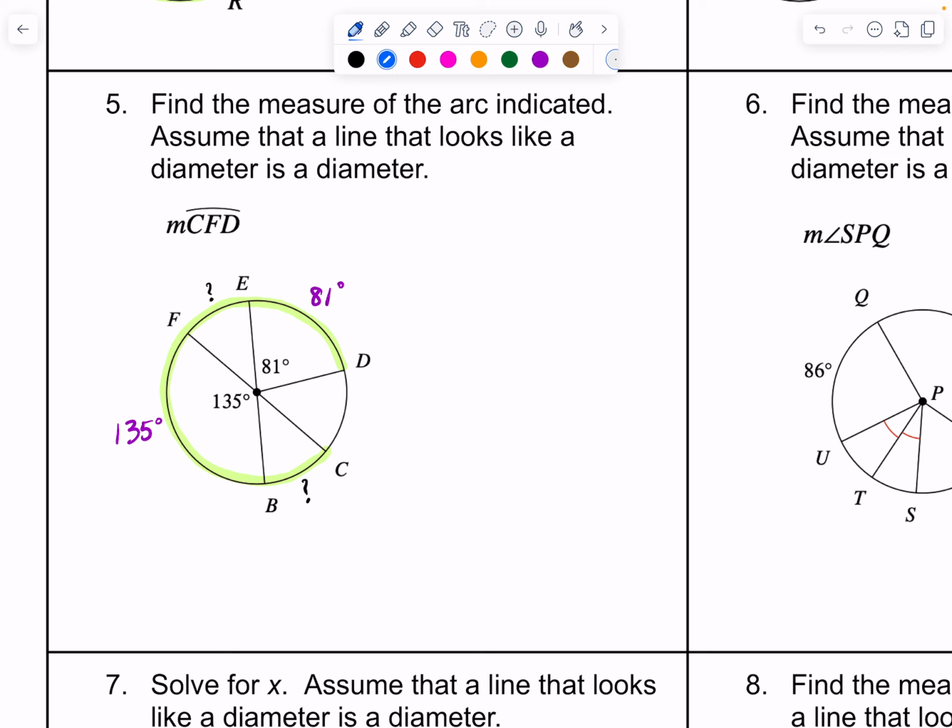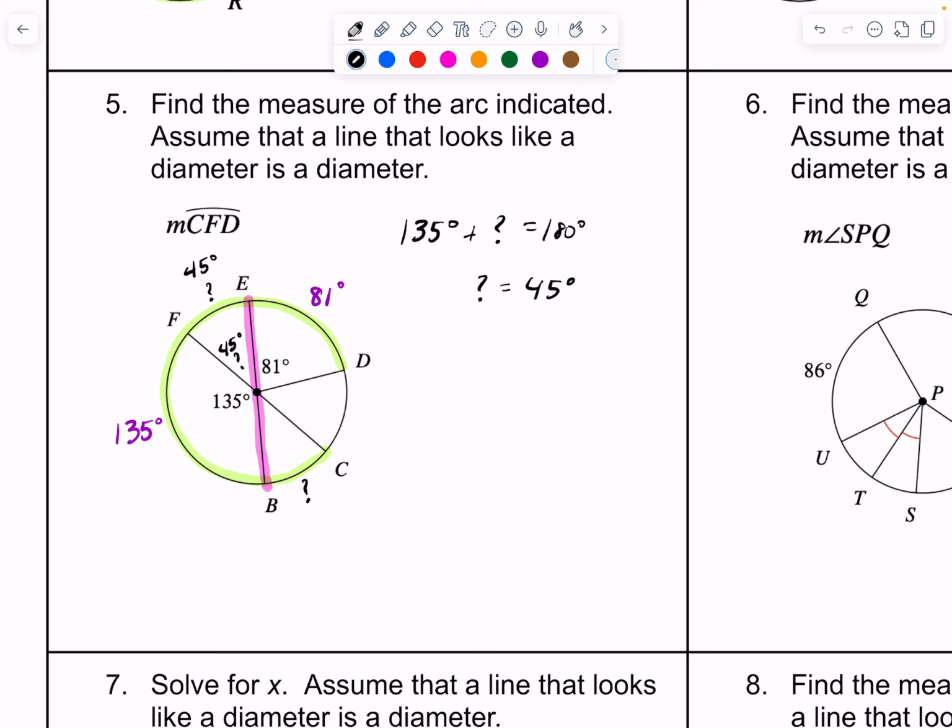So it did say that if something looks like a diameter, to treat it as such. So what I notice is, if I highlight, I'll use a different color here, this diameter EB, that is a line, right? And we know that the measure of the angle for a line is 180 degrees. So I know that 135 plus this number here should be equal to 180 degrees. So 135 plus that I don't know should be equal to 180. So that's going to be equal to 45 degrees. So this in here is 45 degrees. So arc FE is also 45 degrees.